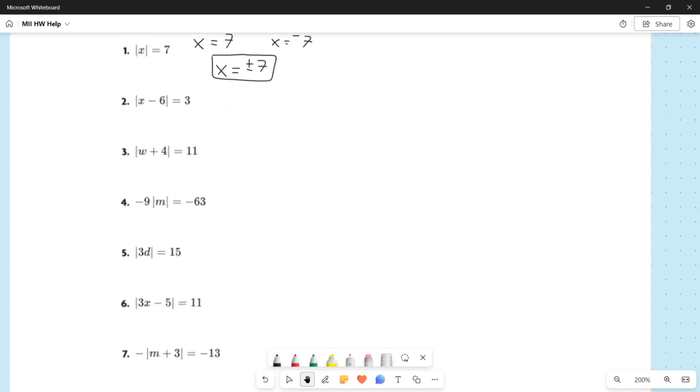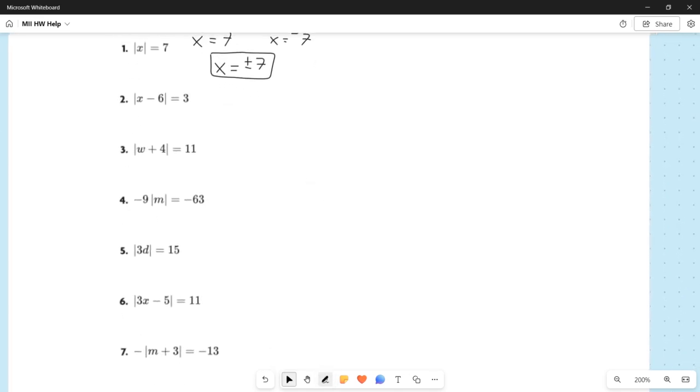Number two. Again, just like with number one, we have the absolute value of something, and that equals 3 in this case. Because we don't know whether that something inside the absolute value was originally positive or negative, we have to account for both of those possibilities.